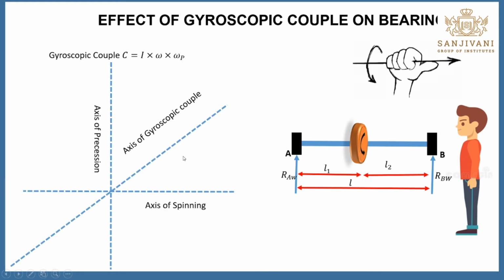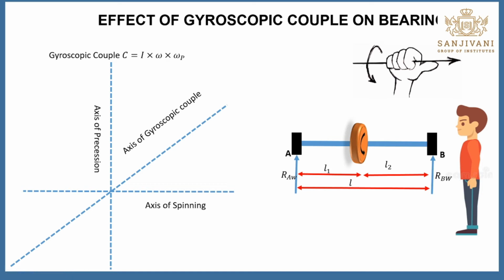Now consider this illustration. In this you will come to know how the reactions get changed as we rotate this whole system about the vertical axis in a clockwise or anticlockwise direction. First of all, you need to consider the right-hand rule. The rotor rotates in the clockwise direction, that means you have to curve your right-hand fingers in the anticlockwise direction.